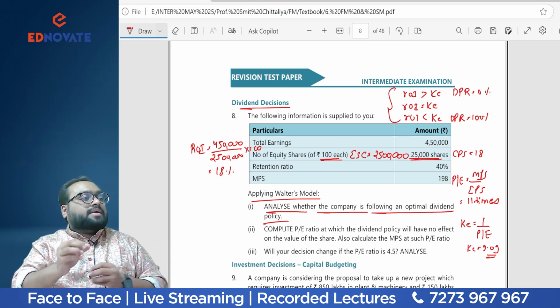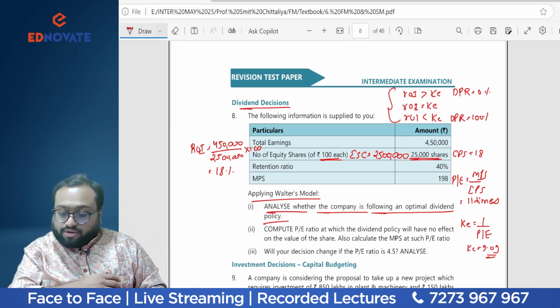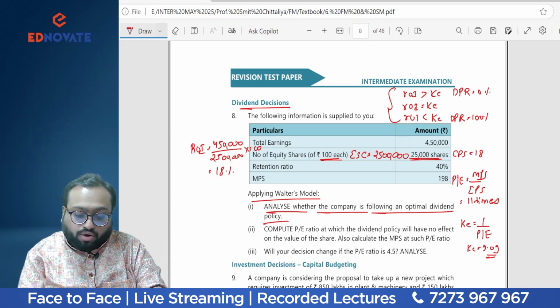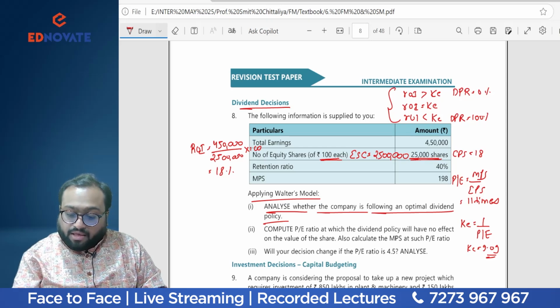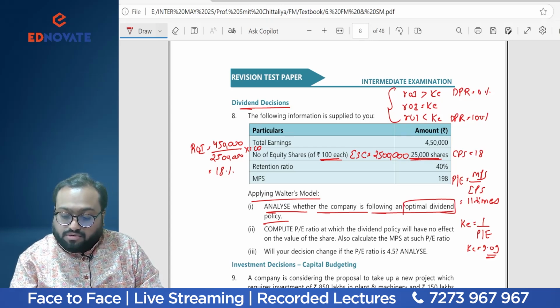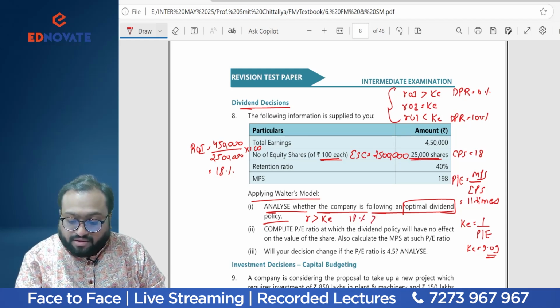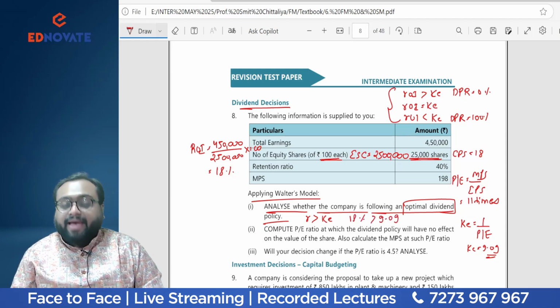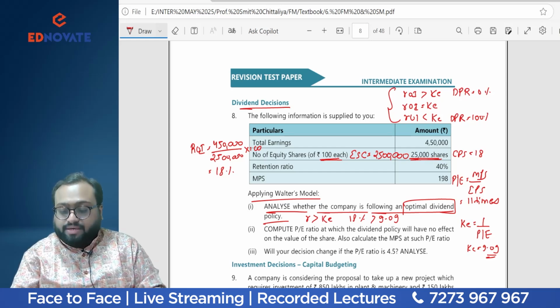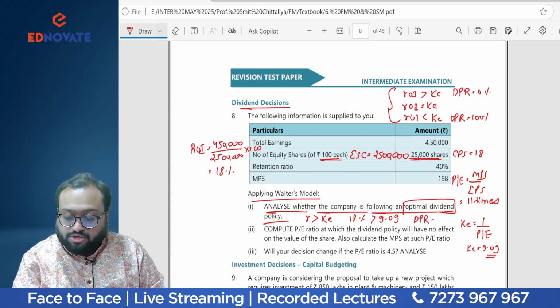Your K will be 9.09. And if your K is 9.09, your ROI is 18%. What should be the optimum dividend policy? Is R greater than KE? Yes, R is greater than KE. 18% is of course greater than 9.09. And optimum dividend should be 0. Dividend payout ratio should be 0.